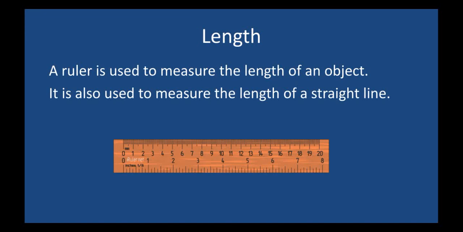Now, dear children, we need to know that a ruler is used to measure the length of an object, and it is also used to measure the length of a straight line. So usually we use a ruler to measure the length. Also, usually a straight line is measured using the ruler. In your geometry boxes also you have been seeing the ruler. So why do you use it? You have been using your scale or your ruler in order to measure the length.